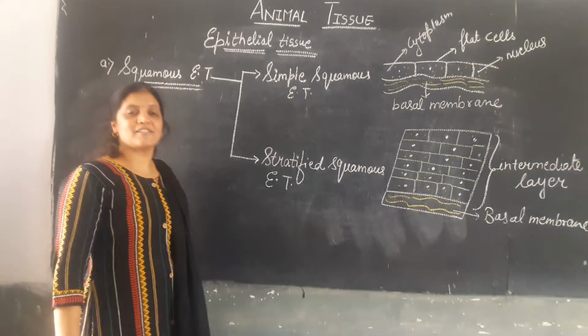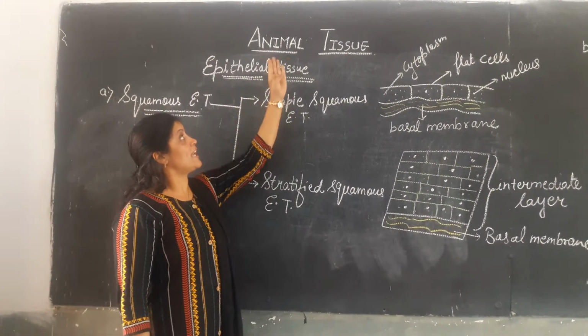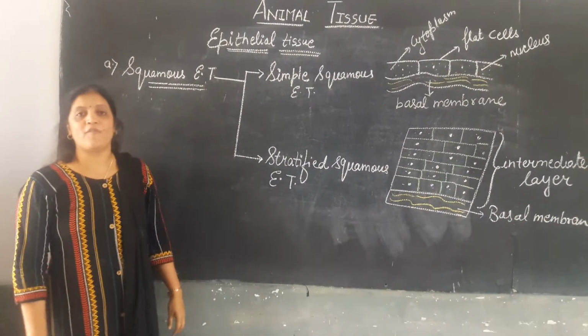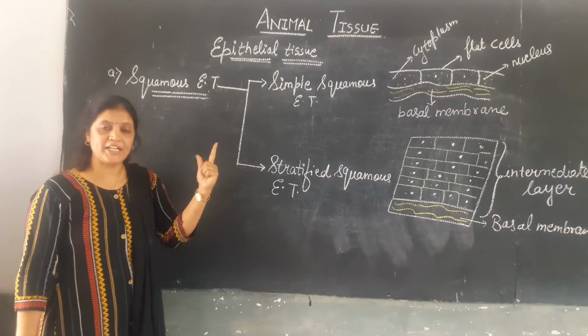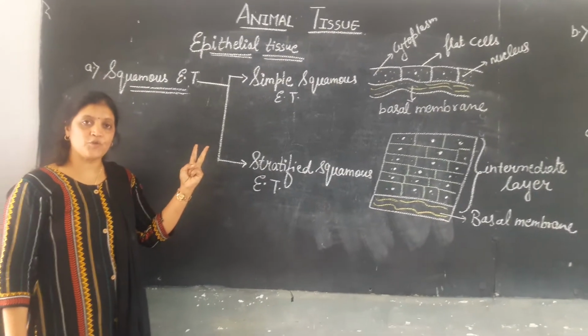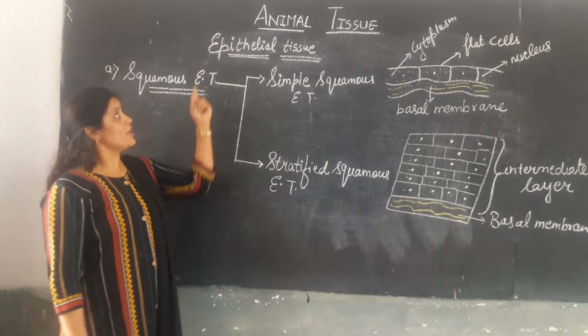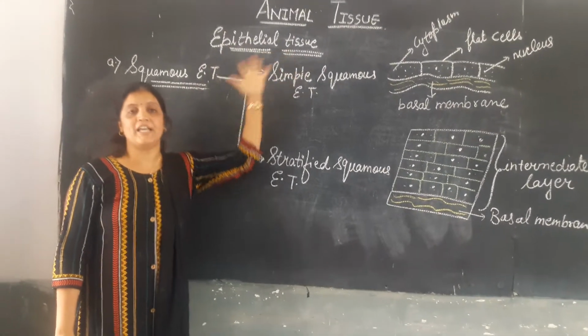In the previous class, I explained the classification of animal tissue. There are four types of animal tissue: epithelial tissue, connective tissue, muscular tissue and nervous tissue. So today we are going to start with epithelial tissue.